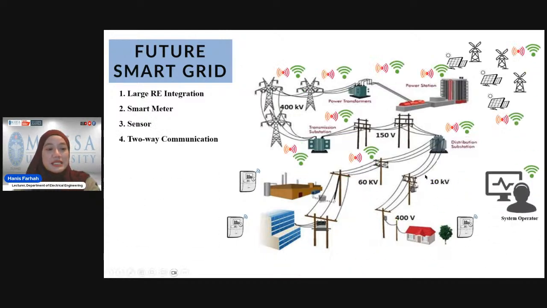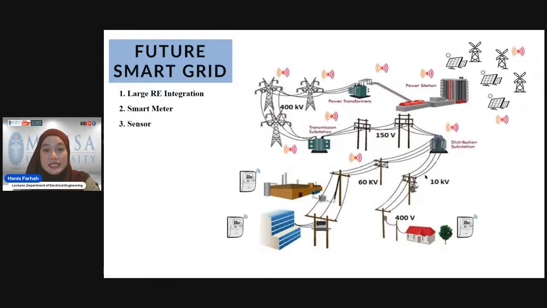Okay, the third one is sensors. The sensors can be placed in every section of the electrical grid. So what do the sensors do? By adding sensors into the system, we can have real time data collection and monitoring. You can just monitor, you don't need to go down to the site to get the data collection and the data monitoring. So we save a lot of energy and also we save a lot of money.